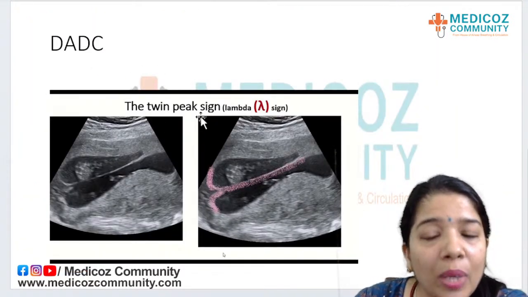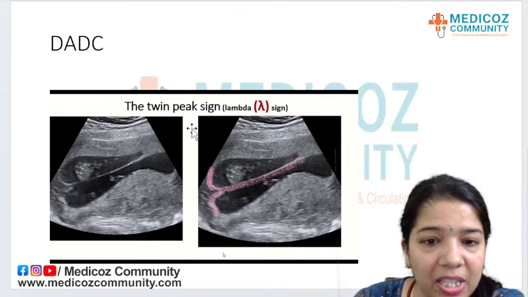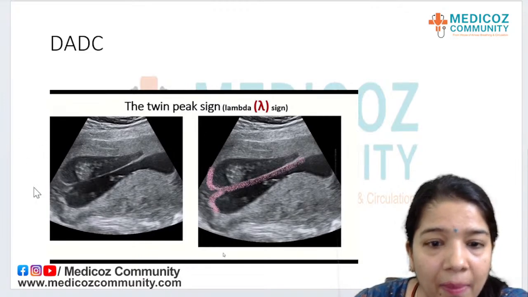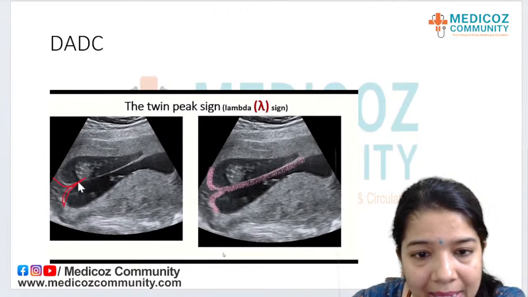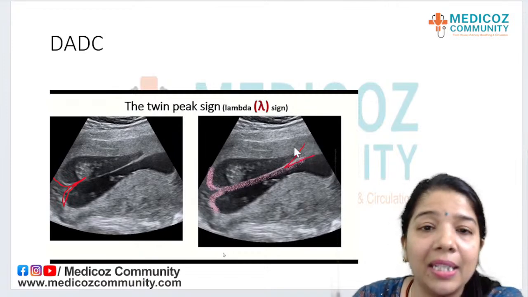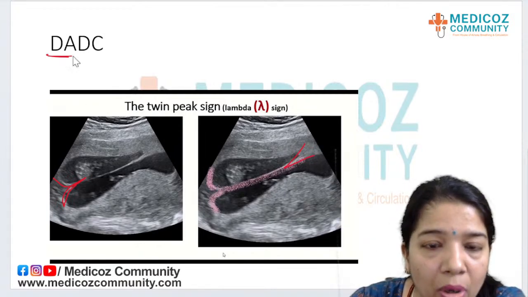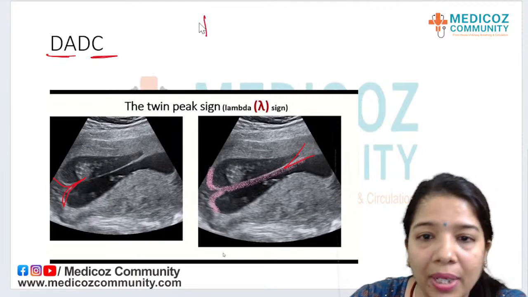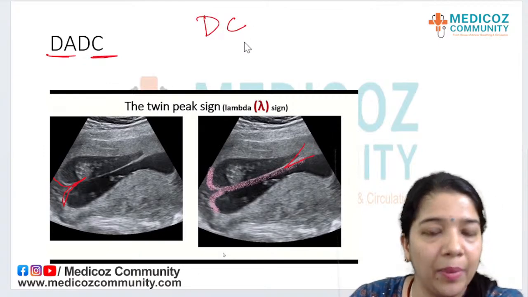Yeah, so it's the twin peak sign or the lambda sign. Please remember. Okay, so it's basically a peak sign. Remember that. So it is typical of diamniotic dichorionic. As I told you, in dichorionic it will always be diamniotic.